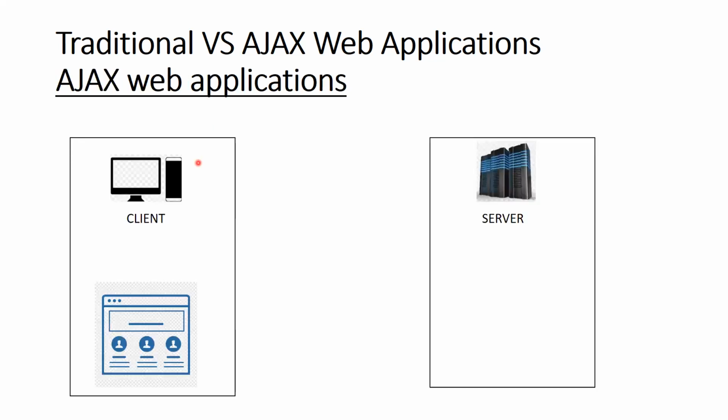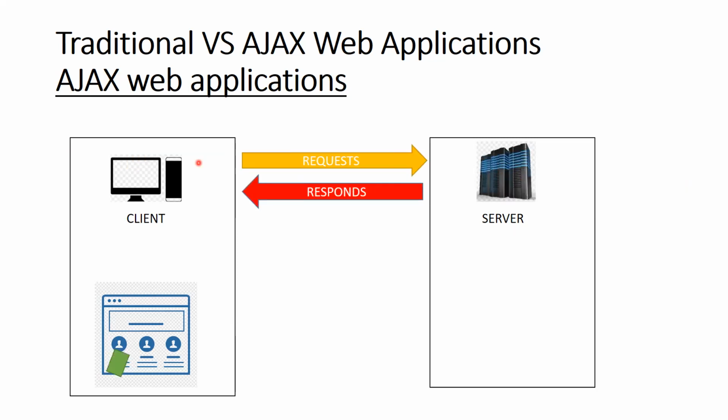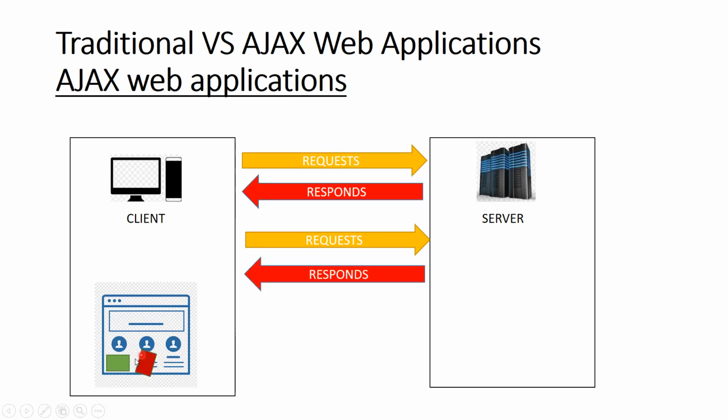Now let's have a look at an AJAX web application. With an AJAX web application, we've talked about this. This is a dynamic website whereby it allows you to manipulate things on the screen. In this case, the client requests and the server responds. What you'll notice is that only a certain part of the web page is refreshed, so the web page on that part is updated. Let's say there's another request: the client would request and the server would respond, and only another certain sector of that website is refreshed.